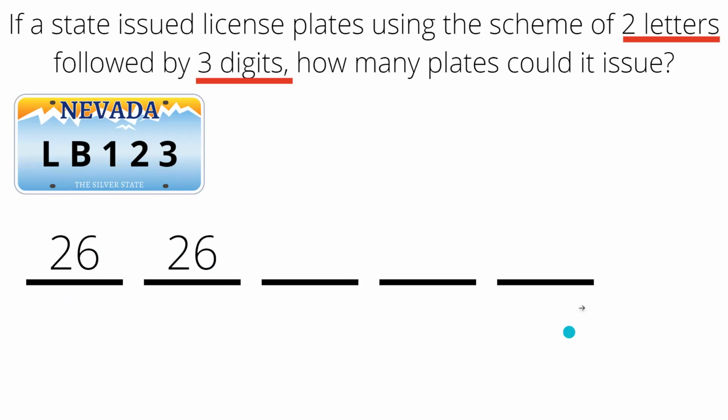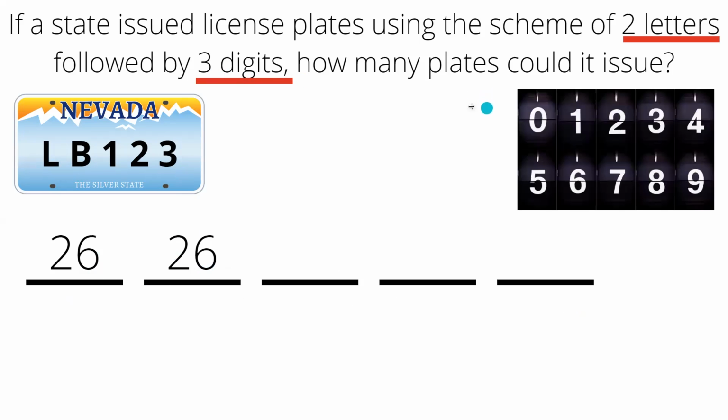Now, looking at these 3 blanks, it says that they're followed by 3 digits. Digits are numbers, and these are the digits you can choose from: 0, 1, 2, 3, 4, 5, 6, 7, 8, 9. So how many digits total can you choose from? In this blank right here, it could be any of these 10 numbers. So there's 10 there, and then there's going to be 10 in both of these places as well.